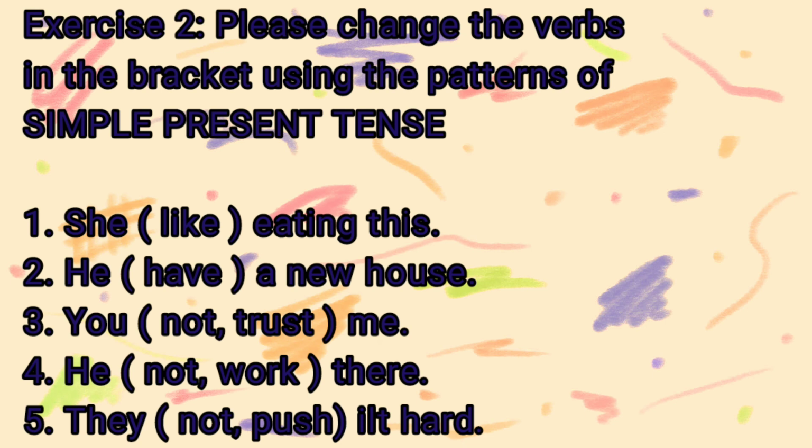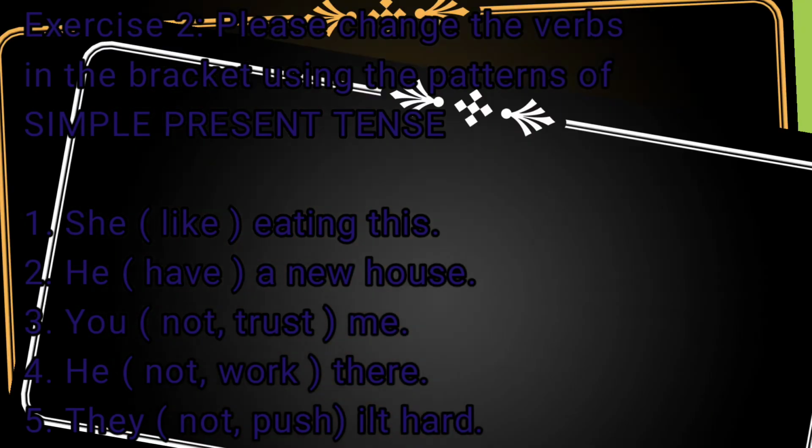And now let's go on to exercise 2. This time you have to change the verbs in the brackets. For example, number 1, she likes eating this. You have to apply the patterns into the sentence.